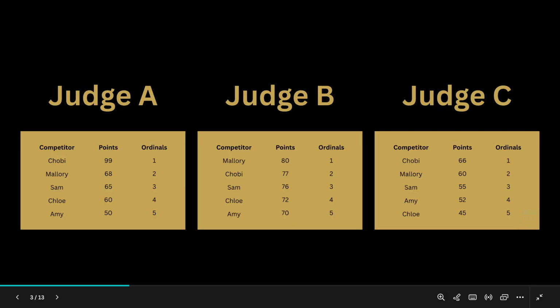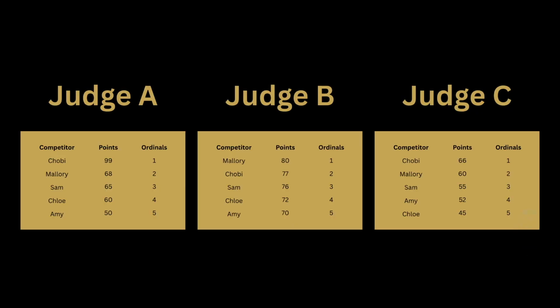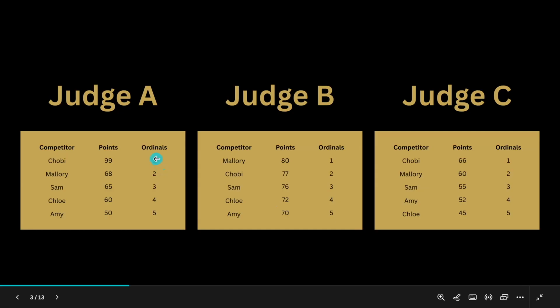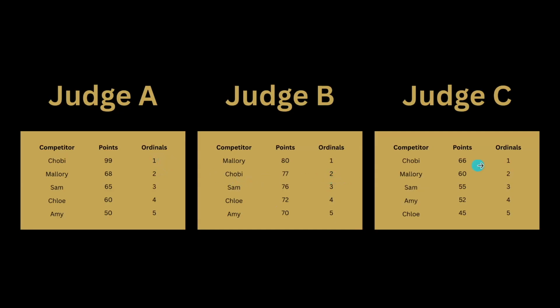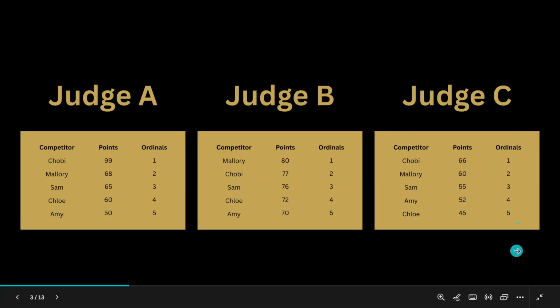Then the computer adds together each competitor's ordinals. So in this example, Chobi gets a 1 here, a 2 here, and a 1 here. So Chobi's total ordinal score will be 4.